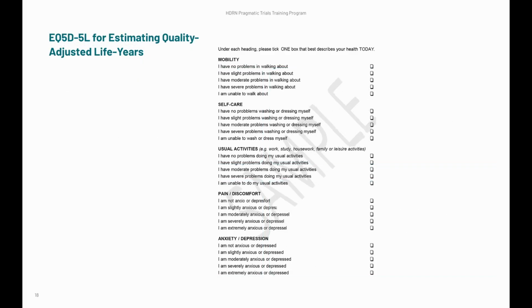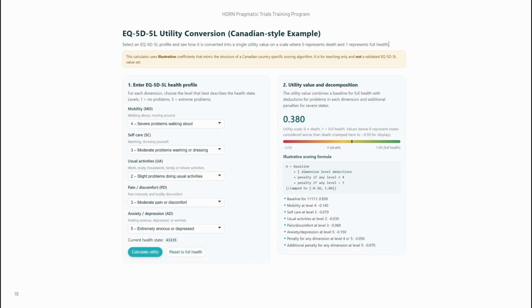To make this more concrete, the EQ5D5L is a commonly used example of a preference-based instrument. It asks patients to report their health across 5 dimensions, such as mobility, self-care, usual activities, pain or discomfort, and anxiety or depression, each with 5 levels of severity. That simple profile then gets converted into a single utility value using a country-specific scoring algorithm, placing each health state on a scale where 0 usually represents a state equivalent to death and 1 represents full health.